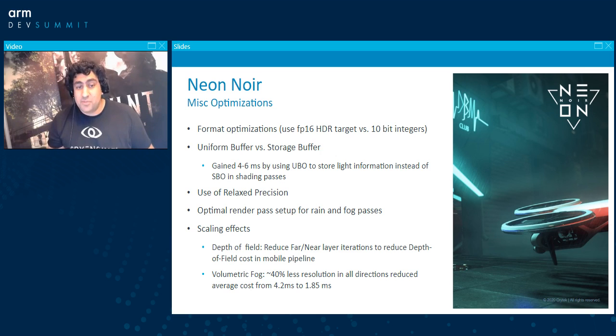We tried to use proper render path setup with as many subpaths as possible with most optimal load and store operations to make sure we only store and load the data required for each render path. Also, we tried to scale down effects on mobile. For example, we reduced the number of far and near layer iterations of depth of field to drop 2 milliseconds of the frame cost. We also reduced volumetric fog resolution by 40%, and that also dropped another 2.4 millisecond cost.